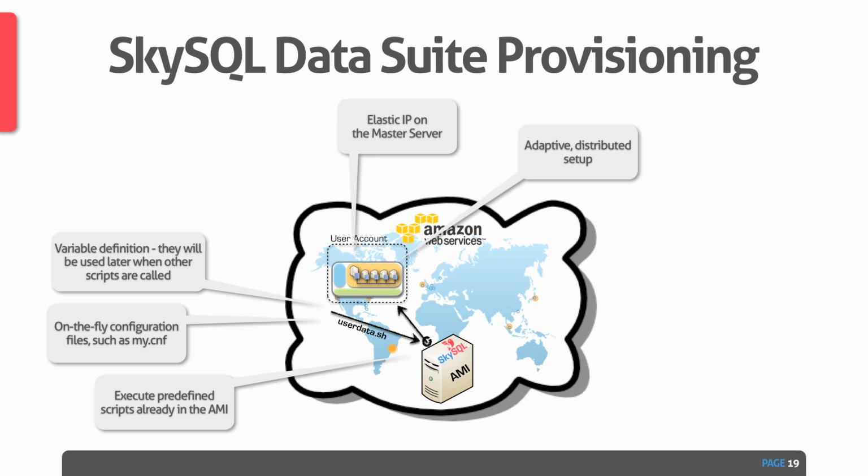On the master server, for this version, we also apply an elastic IP address that is used, of course, to interact with the external world, but also to define the availability of the master system within the cluster that we have deployed.